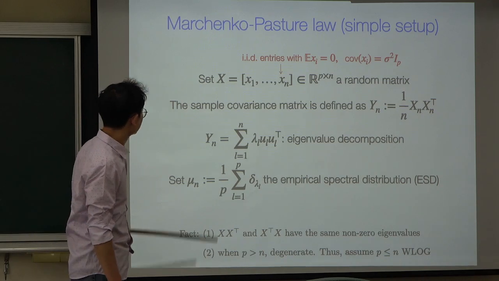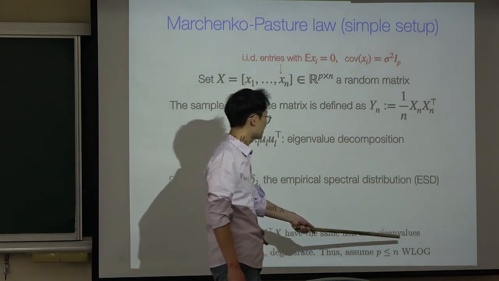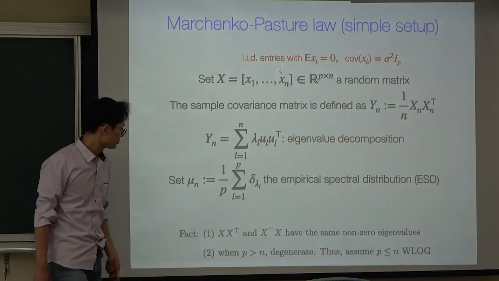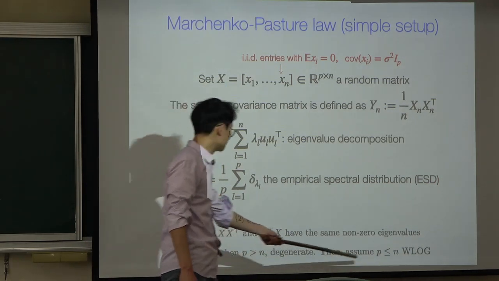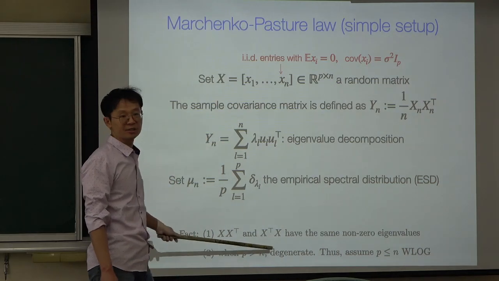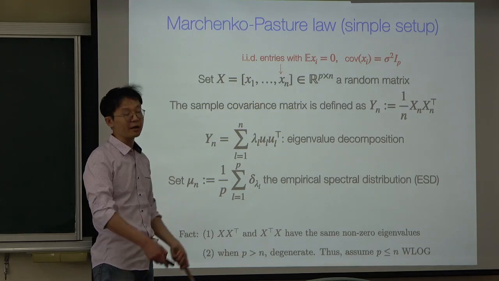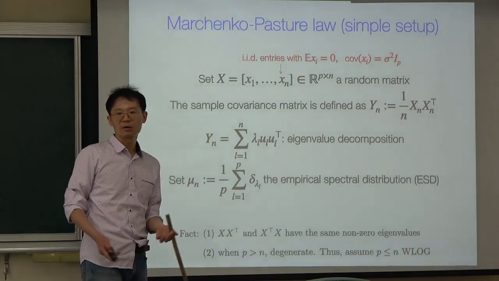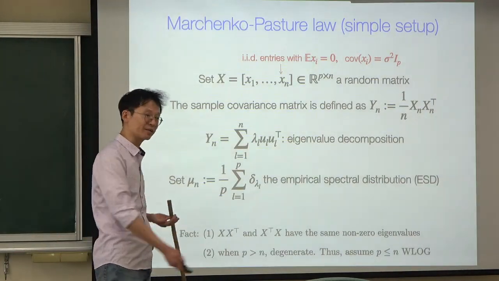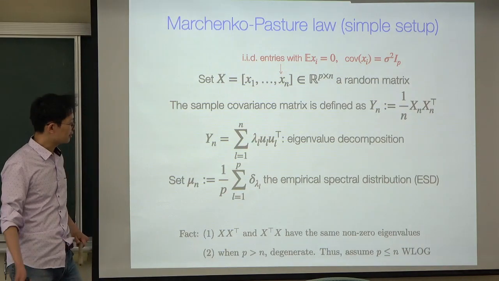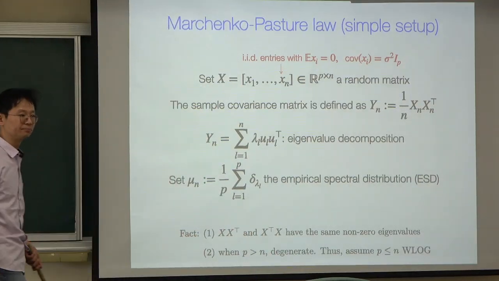Now you have some observations. You know XX transpose and X transpose X have the same non-zero eigenvalues. So in this case, we just consider p less than or equal to n. Otherwise, you will see some degeneracy: if p is greater than n, you may have more eigenvalues, but all the extra eigenvalues are 0, so you get some delta measure loaded at 0, and all these kinds of things. To simplify the discussion, we just assume p is less than n without loss of generality.